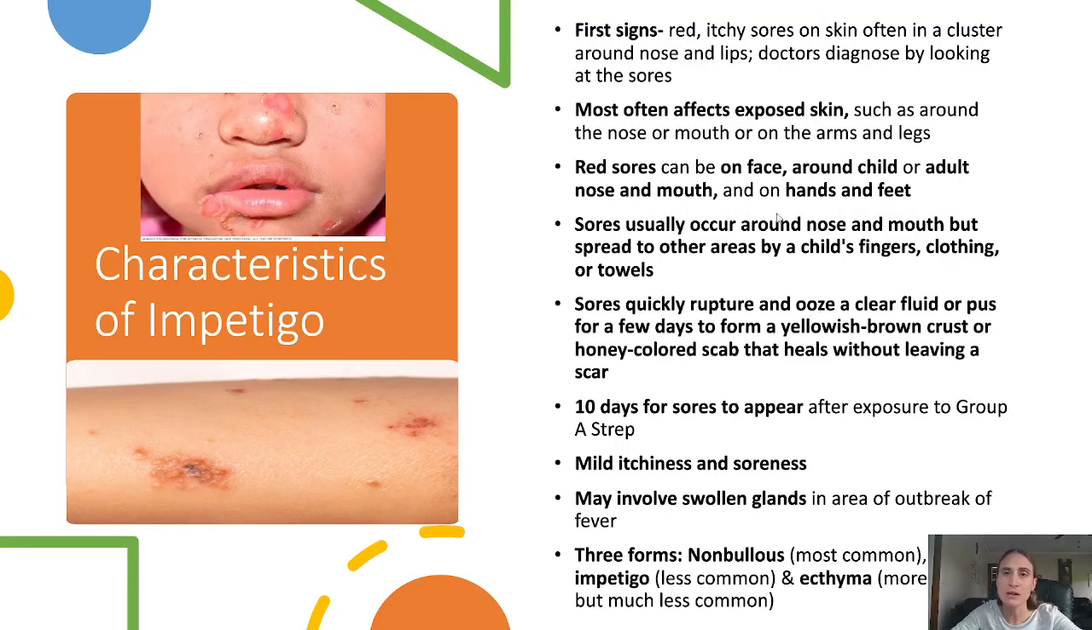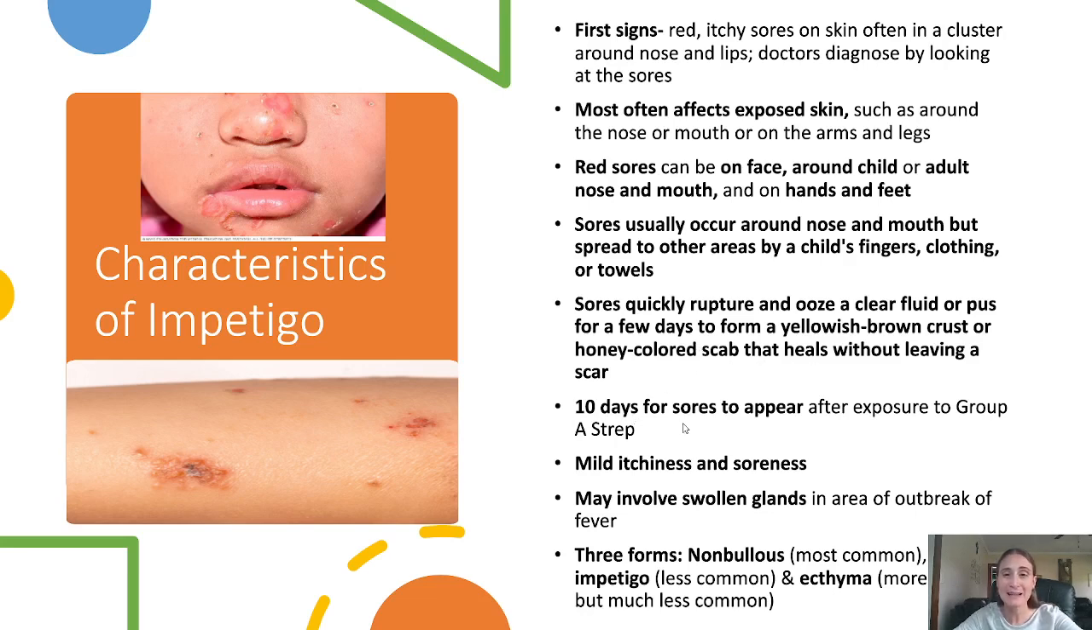Some first signs that you will see to indicate impetigo include red, itchy sores on the skin. They're usually in a cluster around the nose or the mouth, as you can see in this picture at the top. They will also be found on arms and legs, and I have a picture of an arm here at the bottom. The red sores can also be on the hands and the feet as well. It affects the exposed skin. Sores will rupture. They'll ooze a clear fluid or pus in a few days. They form a yellowish brown crust. It's called a honey-colored scab. It usually heals, and usually there is no scar.